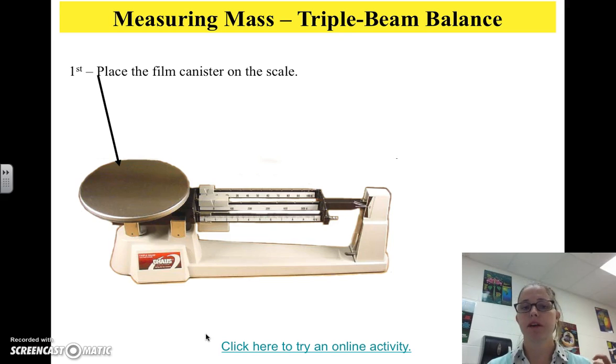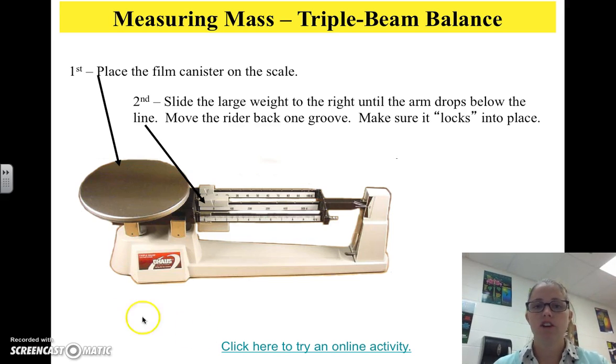So 1, place the film canister. To use it, you're going to place the film canister on the scale. Then you're going to slide the largest weight until the arm drops below the line. So this is our arm, there's the line. We're going to move it till it drops below the line. Then we're going to move the rider back 1 groove. If it doesn't drop below the line, we're going to move it again. And this time, if it drops below the line, we're going to move it back 1 groove. You want to make sure it locks into place. You'll feel it lock into place when you move it.